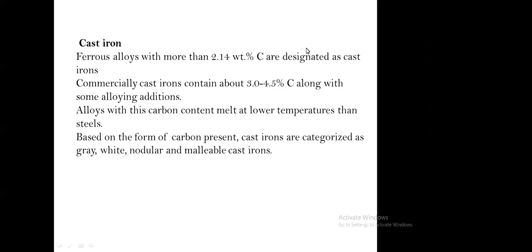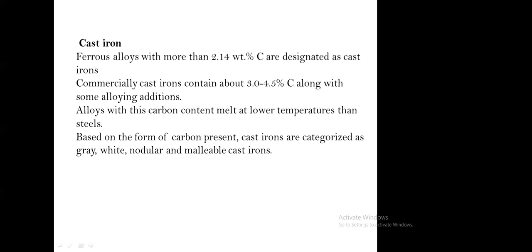Okay, so cast iron. In cast iron, the main constituent of the metal is iron, and the main constituent of the alloy with the iron is carbon. The percentage of carbon will vary from 2.14% to 6.67%, and the maximum percentage of carbon present in cast iron is 6.67%. In some books, you will see 2% carbon also come under the category of cast iron, but the actual percentage of carbon present in cast iron is 2.14%.